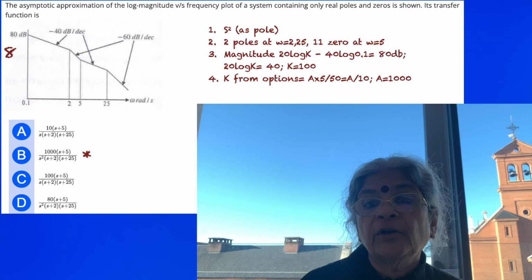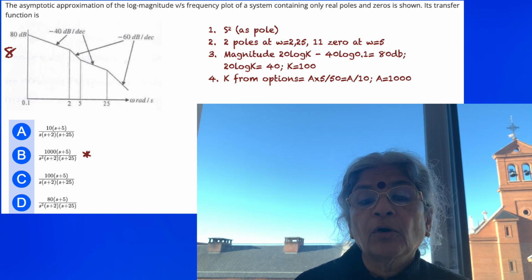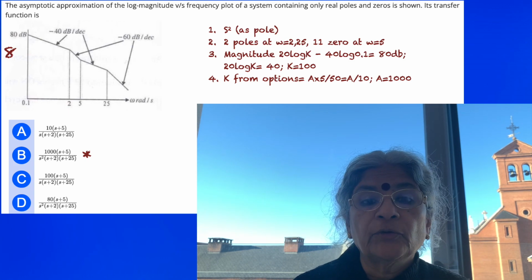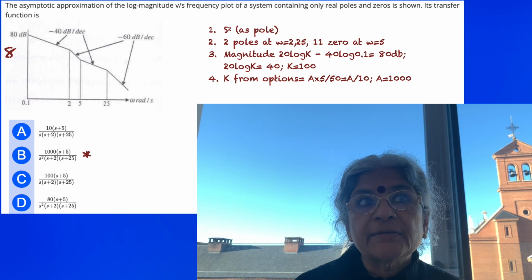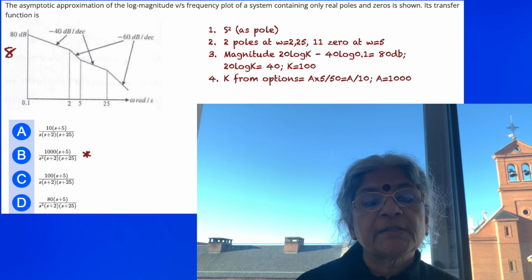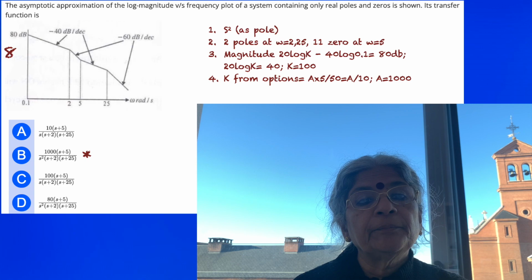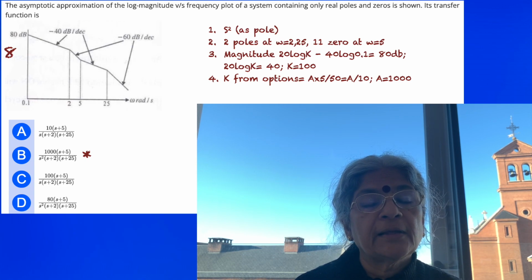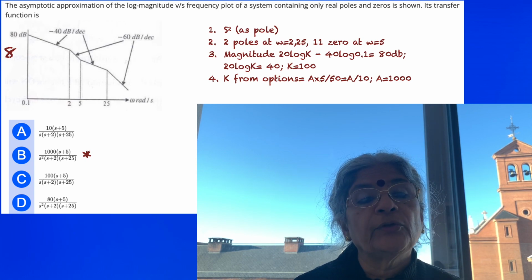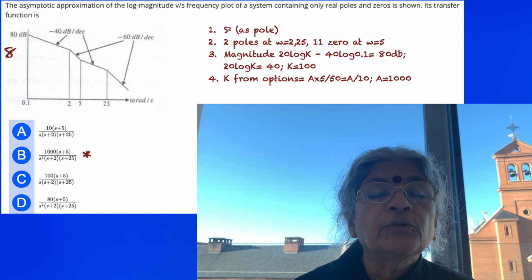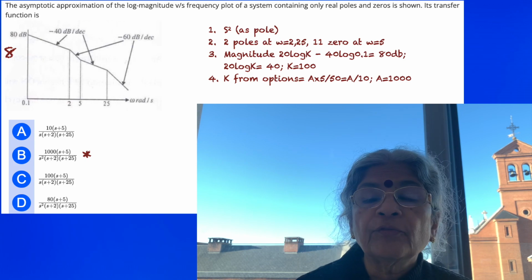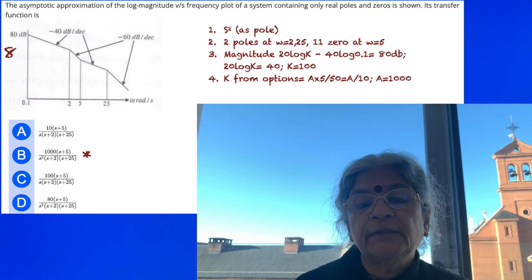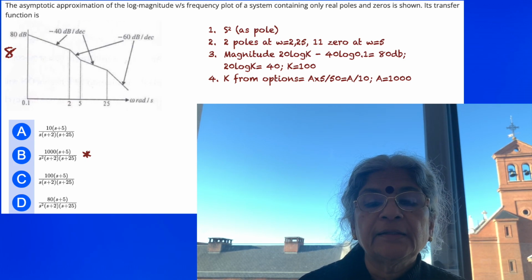From a particular format, please opt for 20 log k minus 40 log 0.1 is equal to 80 dB. Why do we get 20 log k? Because that's always the pattern. Minus s square, because k by s square is taken as having a magnitude at omega equal to 0.1 of 80 dB. That's the reason why 20 log k minus 2 times 20, that is 40 log of 0.1, is equal to 80 dB. So we solve for that, and we see that k is equal to 100.